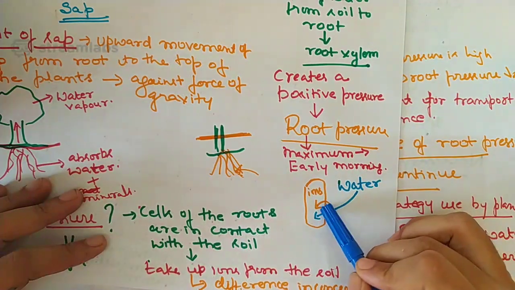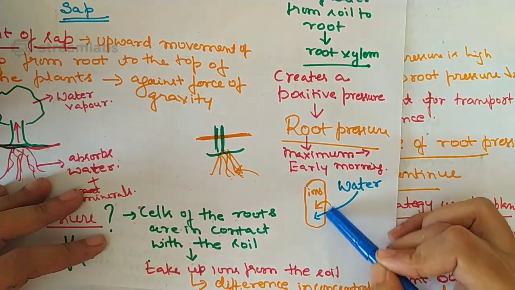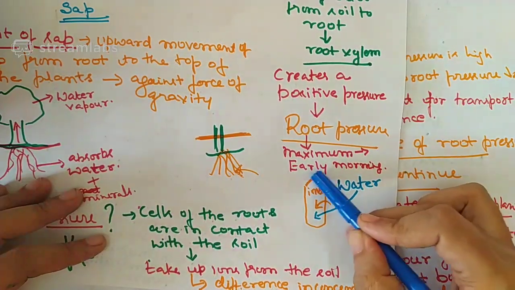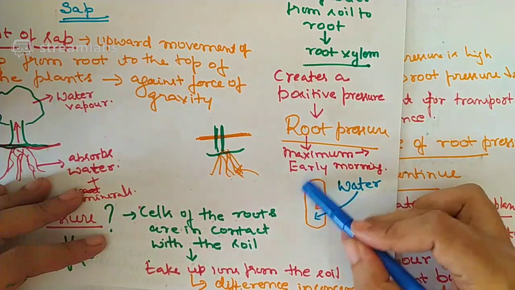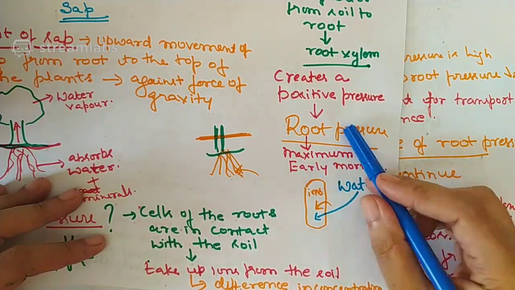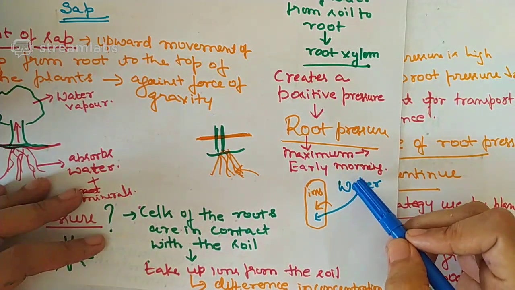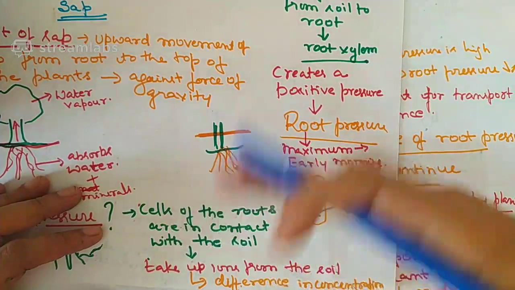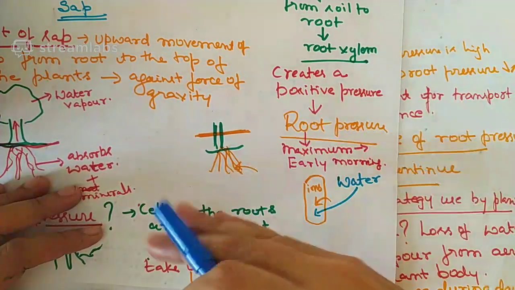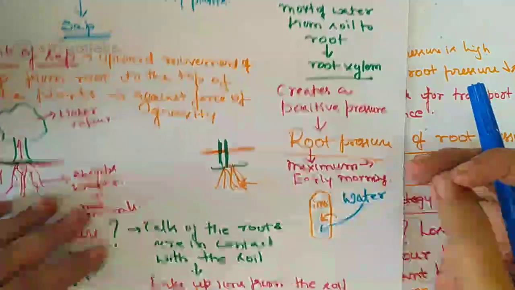So when water is absorbed from the soil, a pressure is going to develop inside the root, and that positive pressure which is developed inside the root is called root pressure, which is maximum in the early morning. And I have told you, as the day advances, that is from morning to afternoon, the root pressure goes on decreasing.